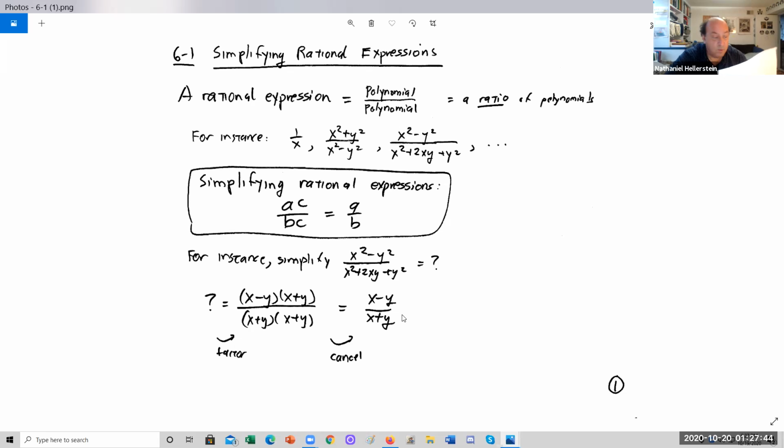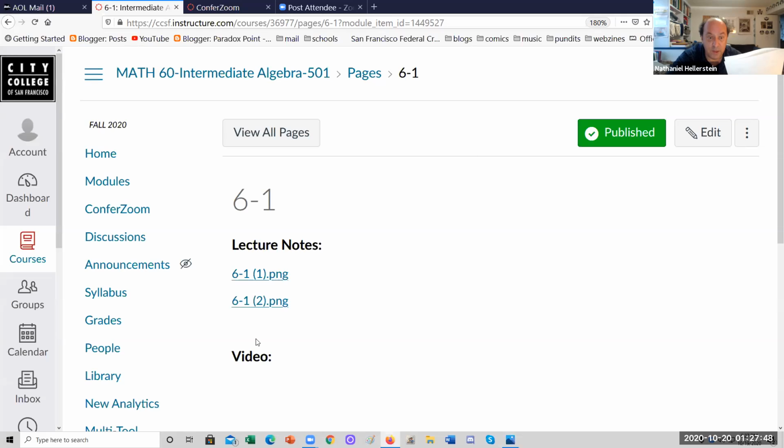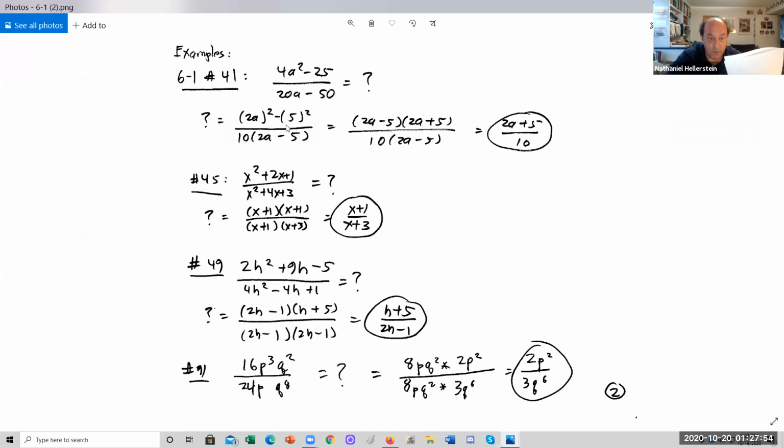So that's what this section is about, canceling, simplifying such expressions. So, short section. All right, here we have 4 examples. 4a squared minus 25 over 20a minus 50.